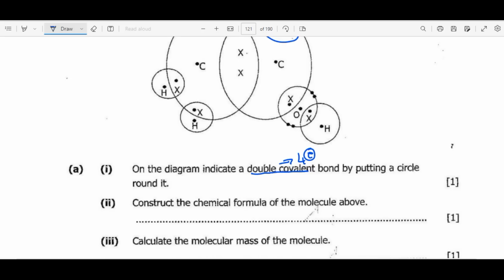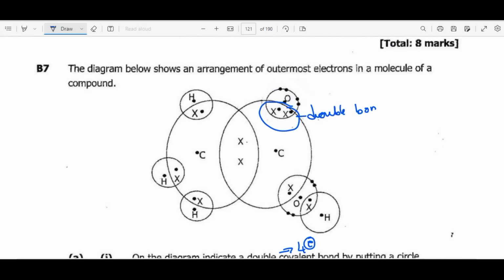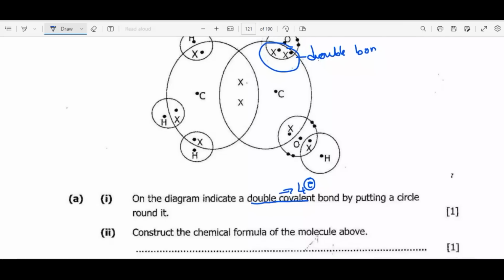Then construct the chemical formula of the molecule above. We need to look at this carefully. There is this carbon bonded to 3 hydrogen atoms. So say CH3. Then there is this carbon bonded to oxygen, this oxygen atom here, another oxygen, and the hydrogen, this one here.